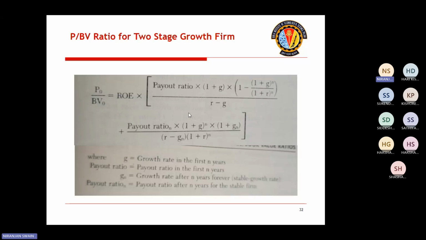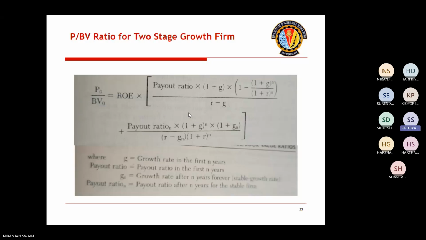Yes, into the numerator. Good. What is the payout ratio? Payout ratio is 20%, into 1 plus g, which is 1.2. So 1 minus 1.2 to the power of 5 divided by 1.115 to the power of 5, whole divided by 1.115 minus 1.2, 0.2. How much is it coming?